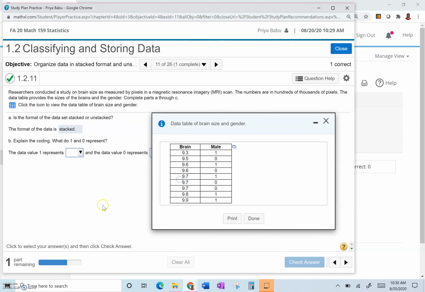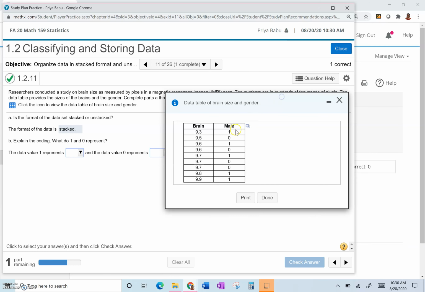Okay. So explain the coding. What do 1 and 0 represent? So here, because there is a header male, the 1 represents a yes and 0 represents a no.